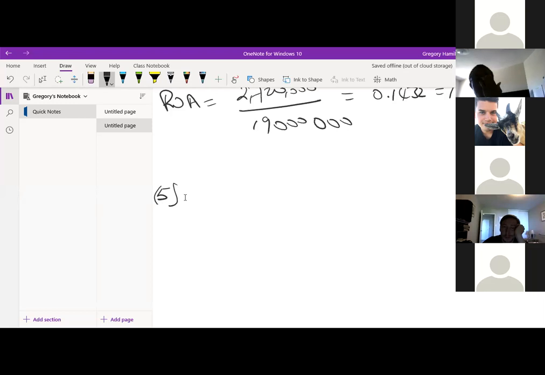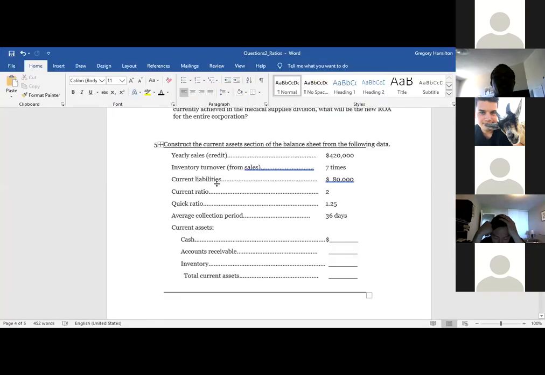All right. So let's look at the question and break it down from what we have. This is what we're given. We're given some items and we're asked to find the current assets section of the balance sheet. It says cash, accounts receivable, inventory, and those are the three items, and that would give us the total current assets.